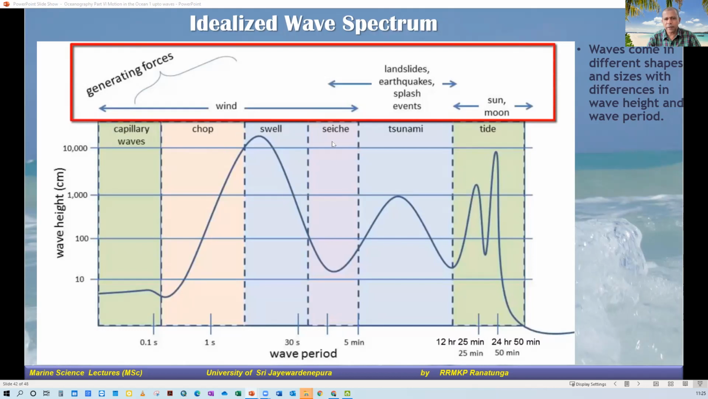There's another type of wave. It's called the seiche wave. Right? It's written in a funny way, something like that, but it's called the seiche wave.